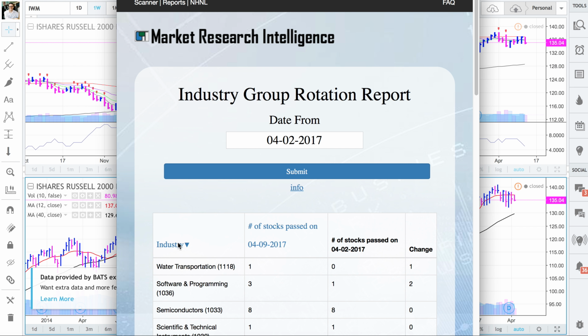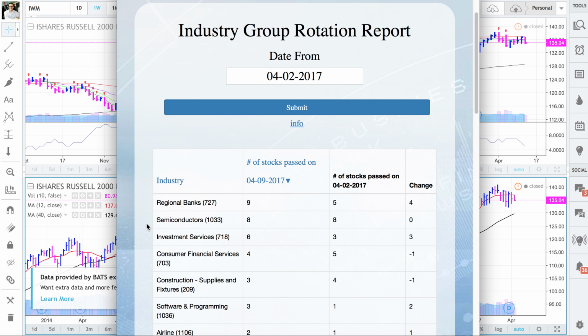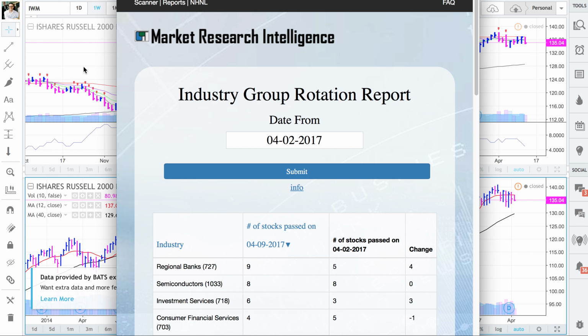So one that's caught my eye, and I actually took a position on it this afternoon, was AMAT. The reason why is because it's in the semiconductors sector, and semiconductors are still very strong. What we're looking at right here is an industry group rotation report, and it shows the number of stocks passing the scans, how many are within each industry group. Semiconductors has been at the top of this for quite a while. It got bumped by regional banks last week.